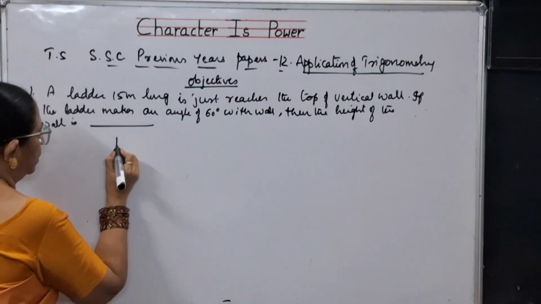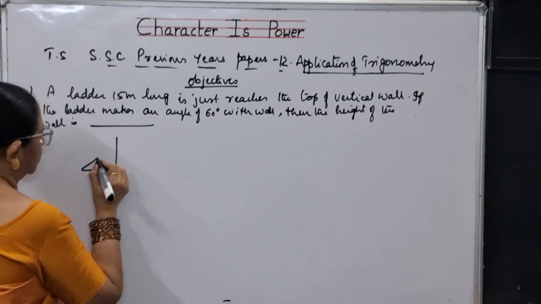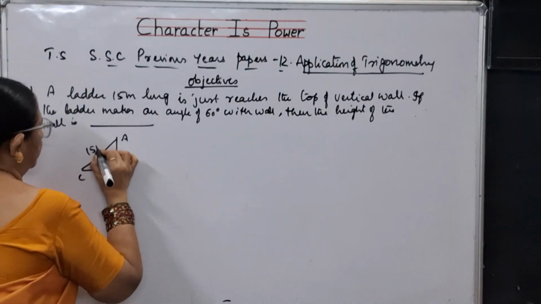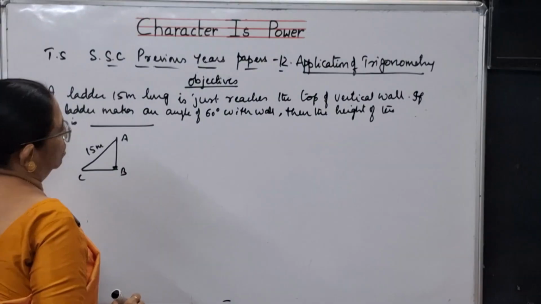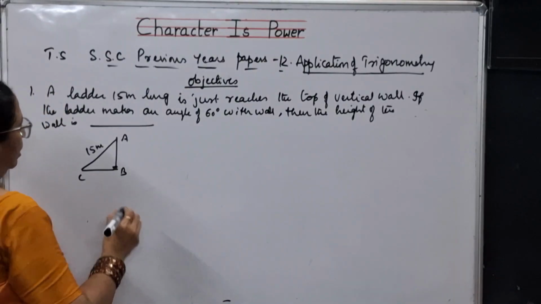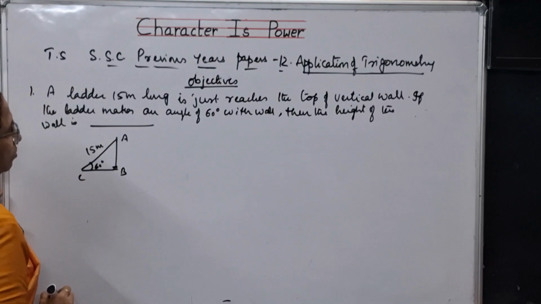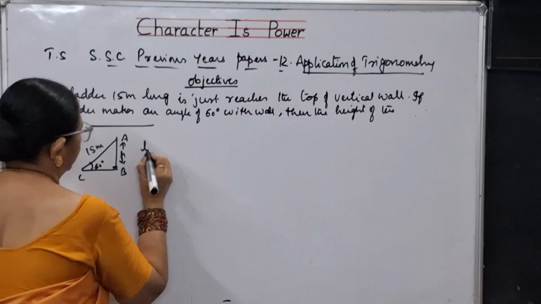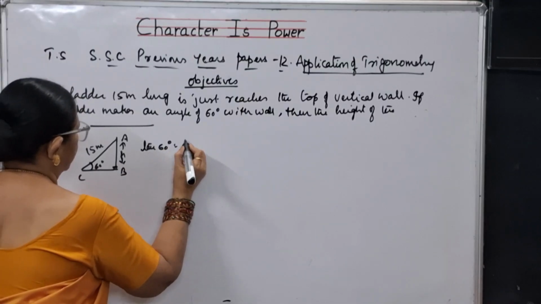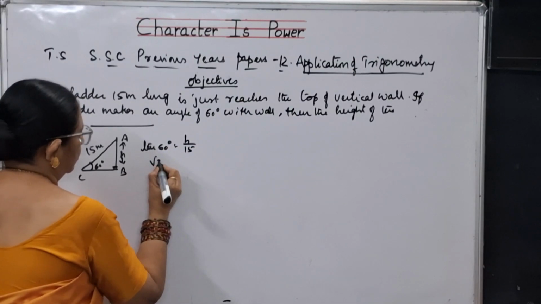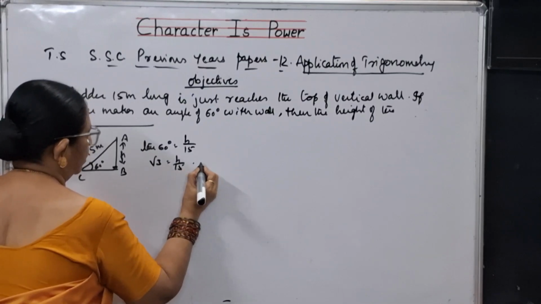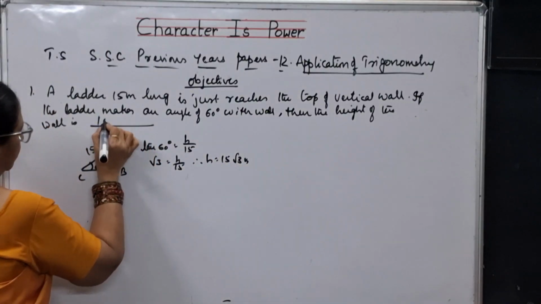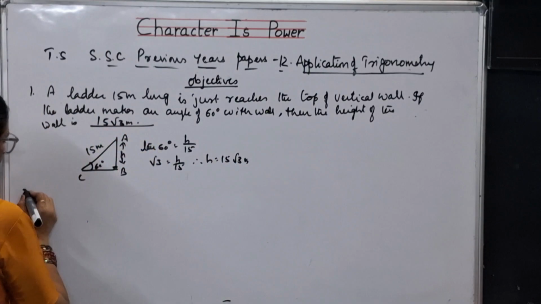Let us consider this as a ladder, A, B, C. The ladder is 15 meters long. It just reaches the top of the vertical wall. The ladder makes an angle of 60 degrees. Now find the height of the wall. H is how much? We know that tan 60 degrees is equal to H by 15. Root 3 is equal to H by 15. Therefore, H is equal to 15 root 3 meters. So the answer is 15 root 3 meters.